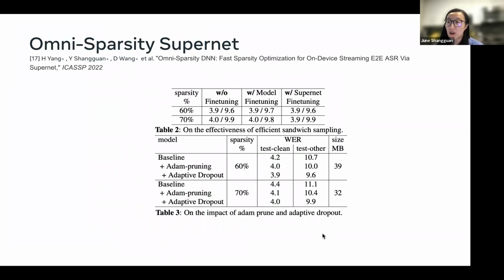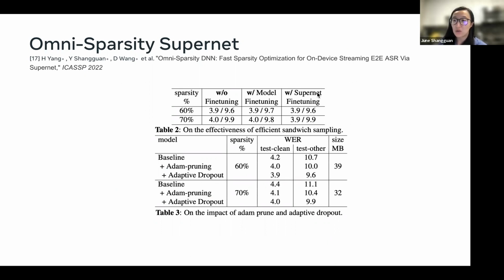Last but not least, we also did an ablation study of the things that we mentioned, the atom pruning and adaptive dropout. So let's first look at this ablation study, table 3. On 2 different sparsities, we basically turn atom pruning on and off, or adaptive dropout on and off. We see that they do actually incrementally improve the model.